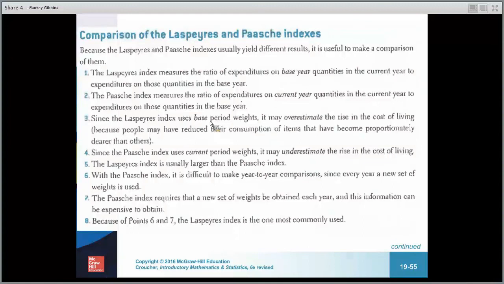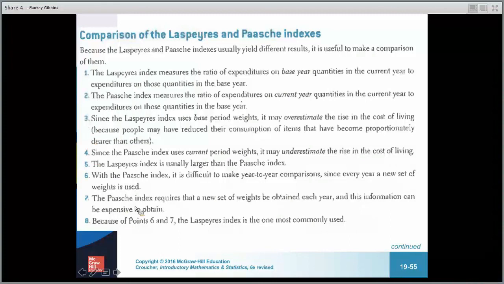Well, what's the comparison? I think there are a few little points that the textbook makes. I'm going to just pick up two of the main ones. Imagine if prices were going up. What you would expect to happen if prices are increasing is maybe demand will drop.